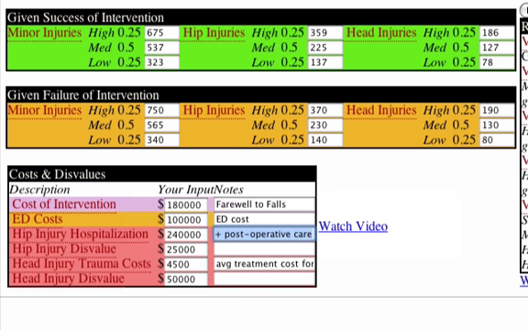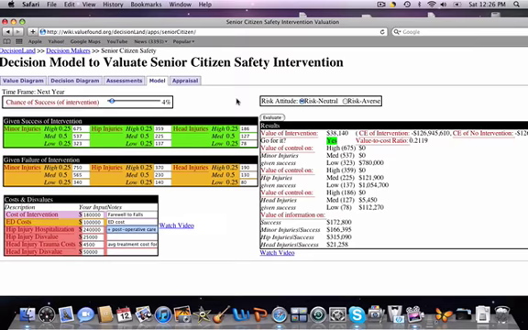So that ends this little talk on how the model inputs work and how you can quickly calculate the value of the intervention. Thank you for listening.